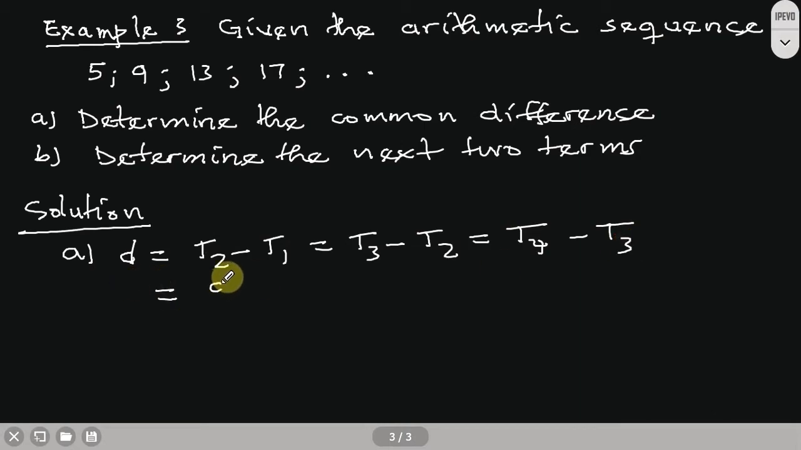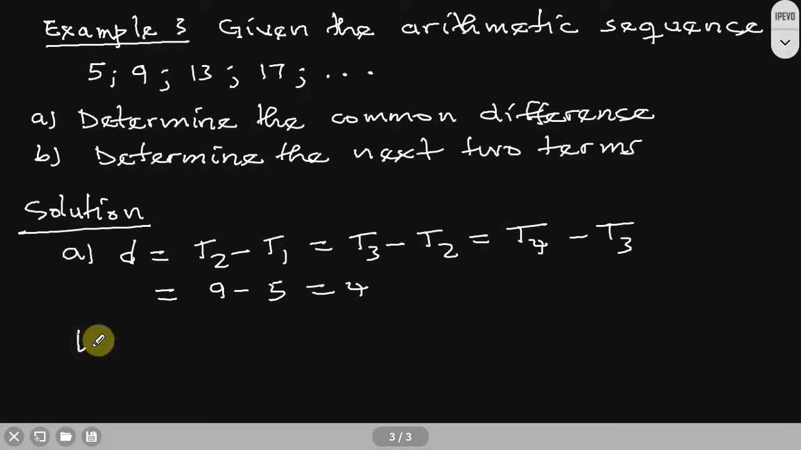And that is 9 minus 5, which is equal to 4. You can still use 13 minus 9 or 17 minus 13, you still get 4. So the common difference is 4. So 4 is added to the previous number to get the next number.